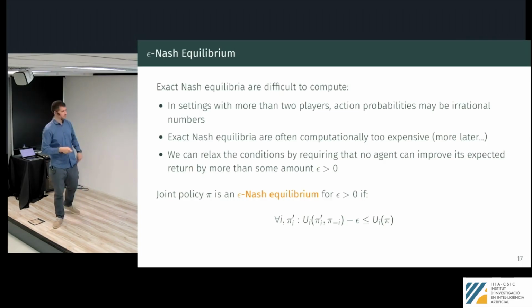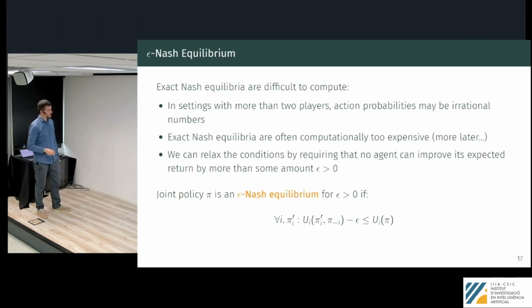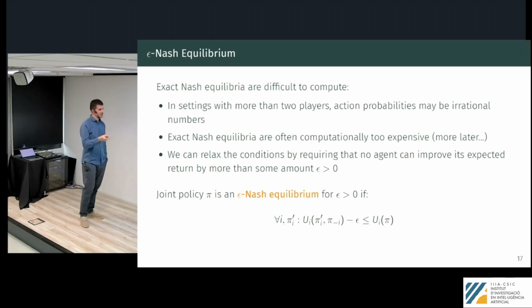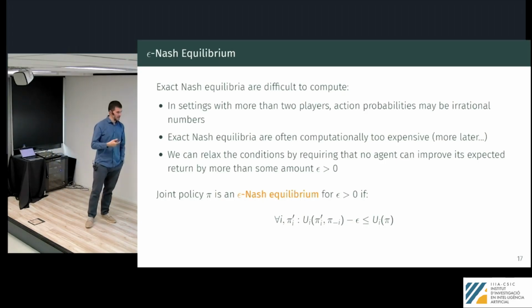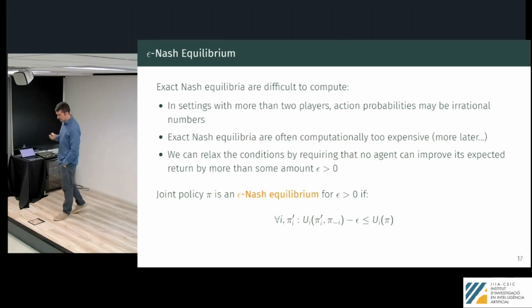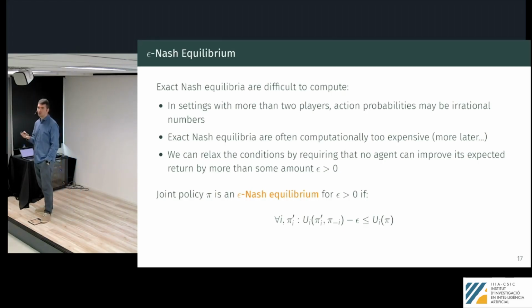It's a slight relaxation. So formally, it looks like this. A joint policy pi is an Epsilon-Nash equilibrium for a given positive value of epsilon if no agent can deviate from its policy by picking another policy pi prime and get more than at most this epsilon value compared to what it previously got. Okay, so this is important because there are these complexity results that use Epsilon-Nash equilibrium, and also because technically in computers we often are not actually able to fully represent a strict Nash equilibrium because of the irrational numbers.